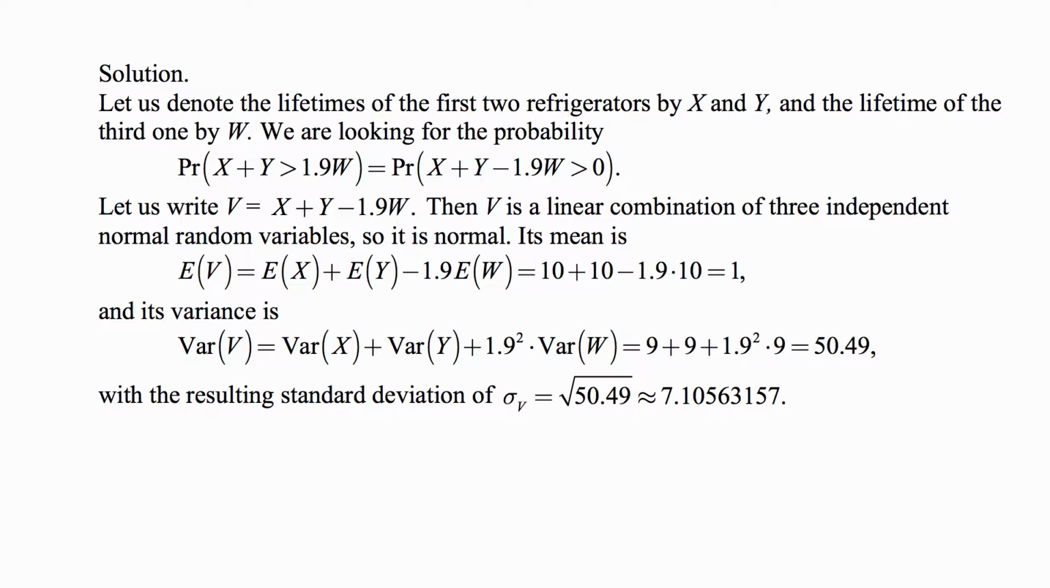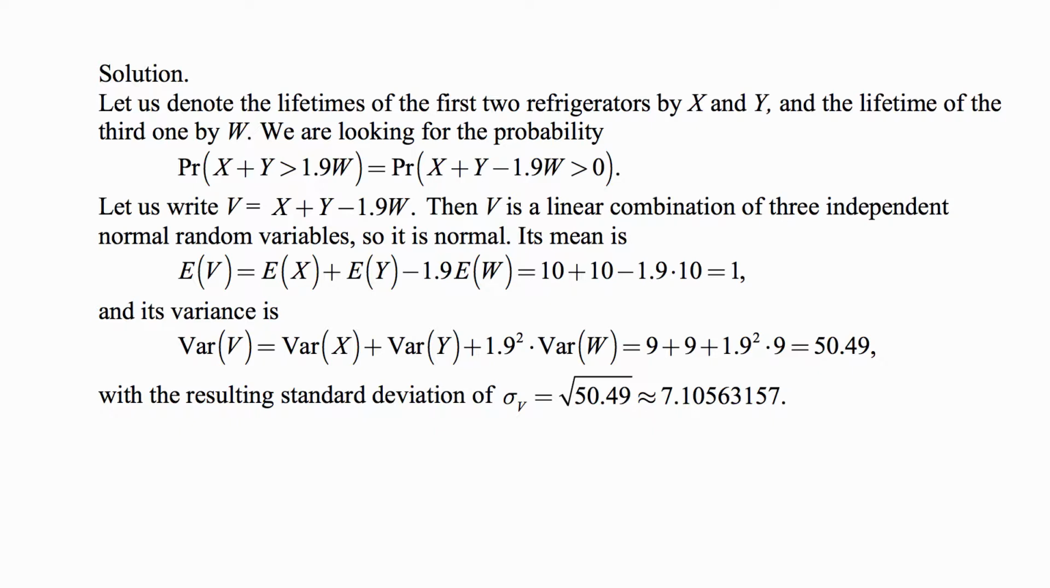Well, let us denote the lifetimes of the first two refrigerators by X and Y, and the lifetime of the third one by W. We are looking for the probability that X plus Y is greater than 1.9 W, which is the same as the probability that X plus Y minus 1.9 W is greater than 0. So let us write V for X plus Y minus 1.9 W.